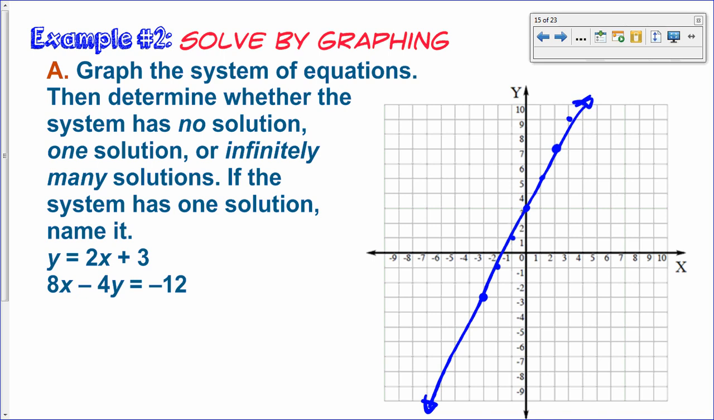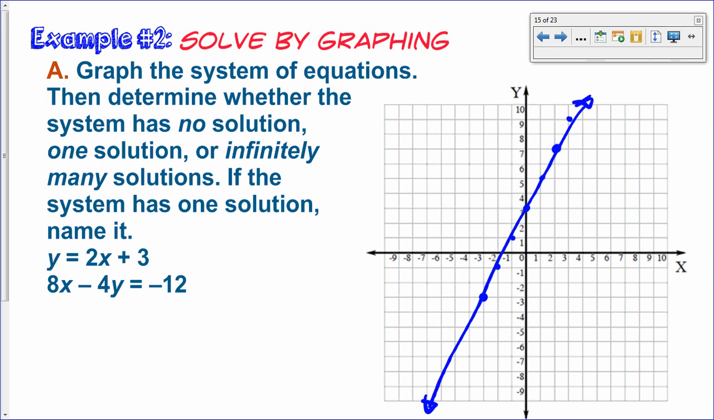On my desk. If I were you guys, I would highly, highly recommend using a ruler to graph your lines. Okay, so you can see where those two lines intersect, or at least get pretty close.